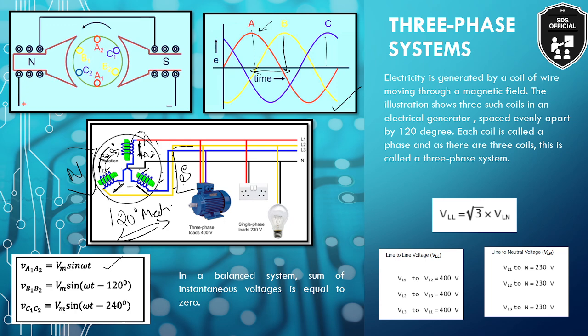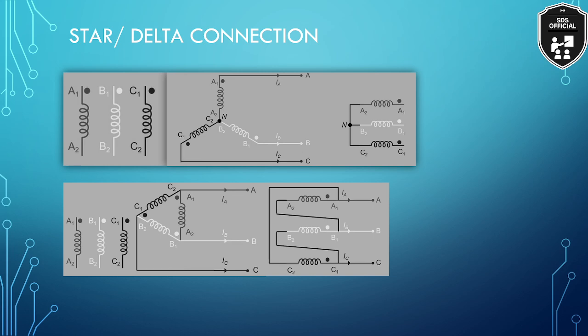So the voltage between A1 and A2 would be Vm sin omega t. The voltage between B1 and B2, which is 120 degrees apart from the first one, will be Vm sin(omega t minus 120 degrees). Similarly, the voltage between C1 and C2 will be Vm sin(omega t minus 240 degrees). So all these three voltages will be 120 degrees electrically apart. In this way we obtain voltages that are 120 degrees electrically apart.